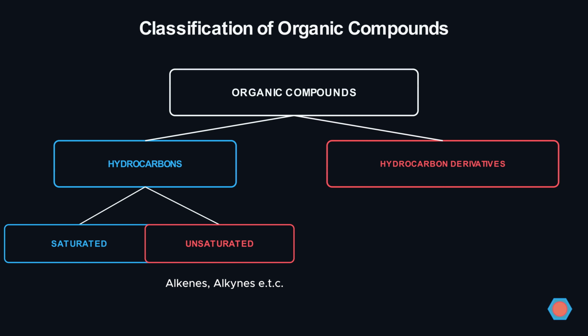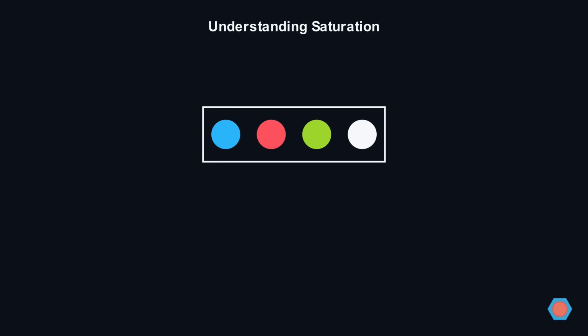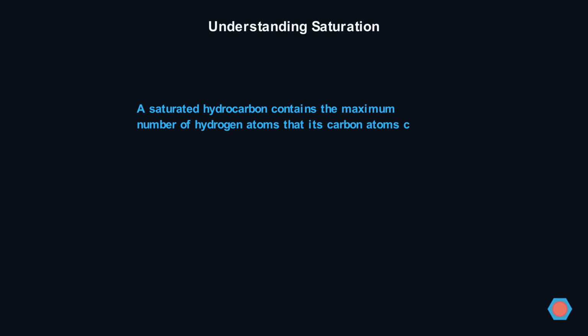Let's talk about the saturated hydrocarbons. First, when you say something is saturated, it generally means there is no more room for something. Imagine you have a box that can hold a maximum of 4 balls. Once all the 4 spaces are occupied, you cannot add any other ball unless you remove one ball in the box. The box is saturated. It has reached its maximum capacity. In the same way, a saturated hydrocarbon contains the maximum number of hydrogen atoms that its atoms can hold.